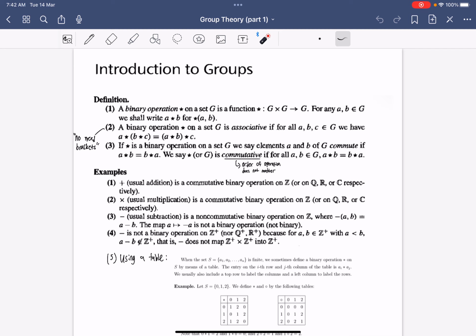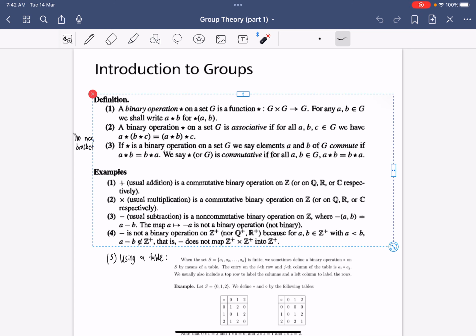And this operation is associative if A star (B star C) equals (A star B) star C. So the idea is that if it's associative, then you do not need the brackets. And it is commutative if A star B equals B star A. So the order of operation does not matter. That's the meaning of commutative. For associative, you are trying to say you don't need brackets when doing the operation.